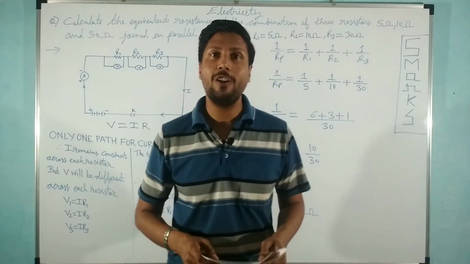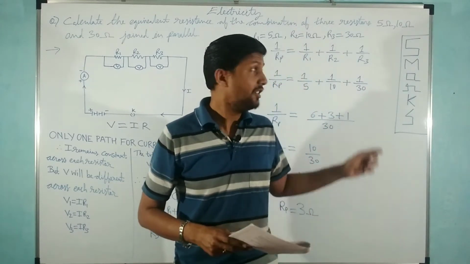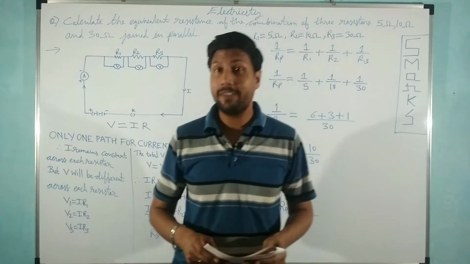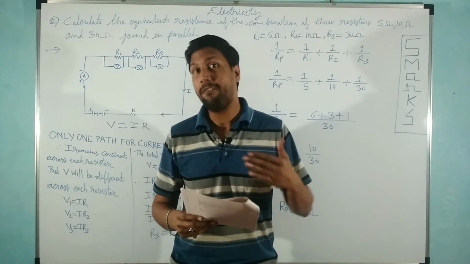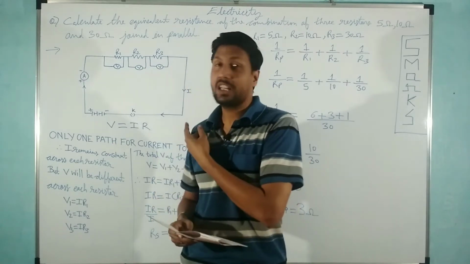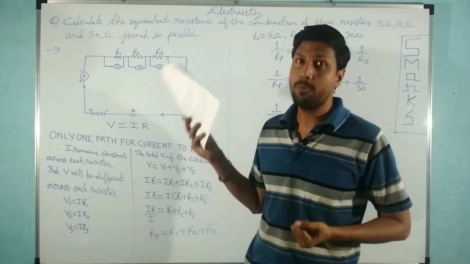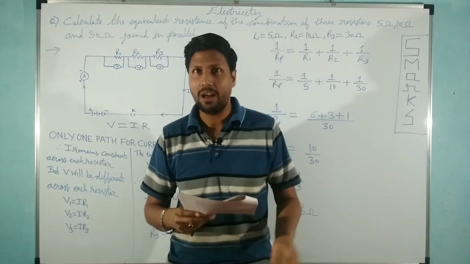Today we are going to solve the next numerical from the chapter Electricity. This numerical was asked in board exams for 5 marks. So dear friends, listen to me very carefully. I'll read the first part of the question that I have not written here. I've written the second part of the question here. This part is of 2 marks only, that is the calculation part. The conceptual part is for 3 marks.